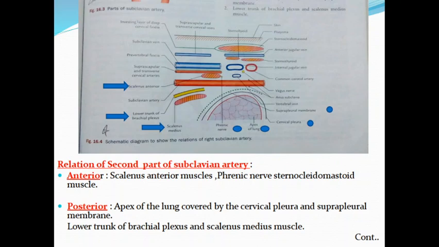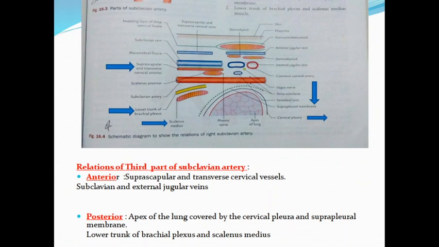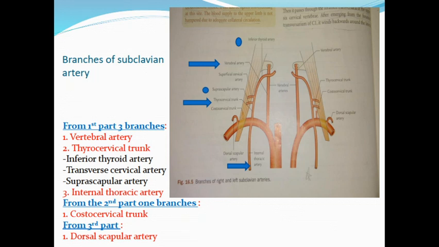Now we'll see the relations of third part of subclavian artery. So in the diagram you can see anteriorly you have suprascapular and transverse cervical vessels, subclavian and internal jugular vein. Posteriorly you have apex of the lung covered by the cervical pleura and suprapleural membrane and lower trunk of brachial plexus and scalenus medius. I hope you have understood the relations of subclavian artery, what lies anteriorly, what lies posteriorly to the subclavian artery. Now we'll study the branches of subclavian artery.